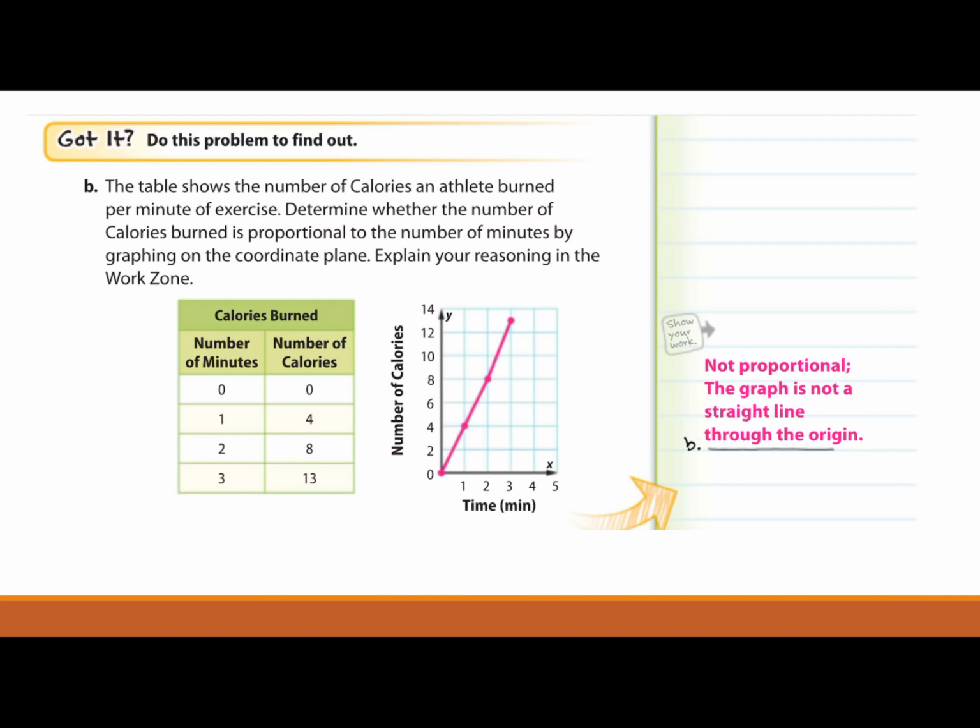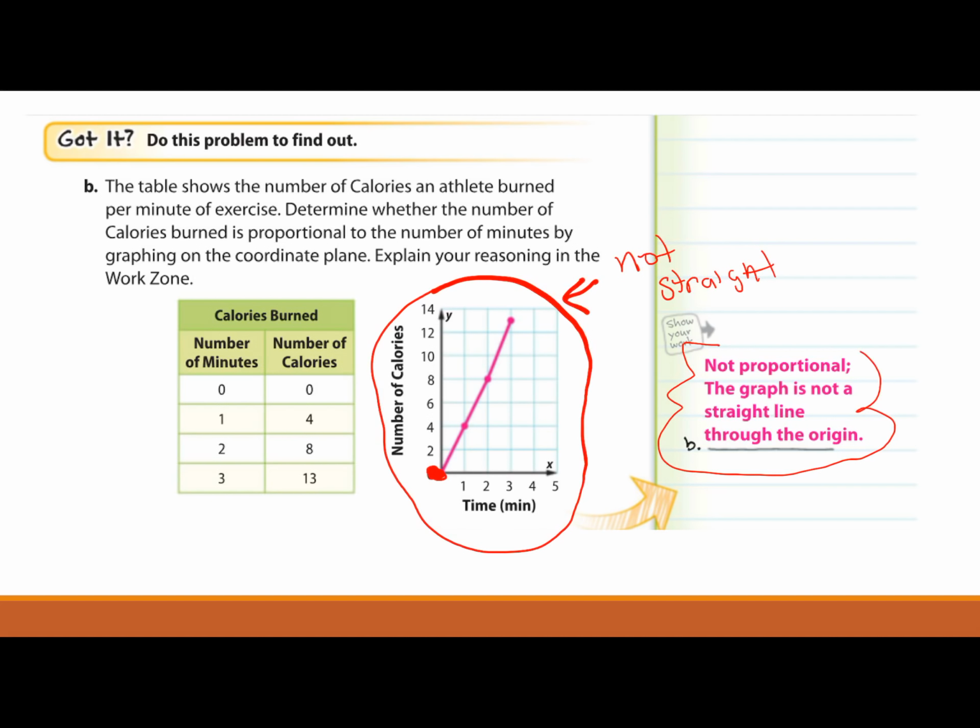This was the book example. As you can see, they did theirs a little bit more clearly than I did. And you can see that this line is not straight. So even though this line goes through the origin, because it's not straight, it is not proportional. So as you read, it's not proportional. The line is not a straight line through the origin. It's through the origin, but it's not straight. All right, let's do another one.